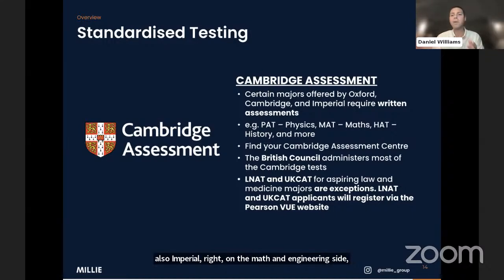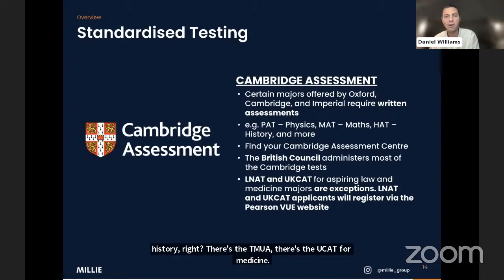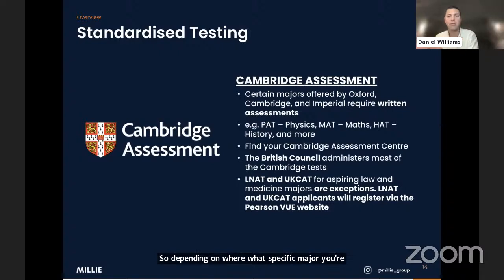So they're known by many different names. There's the PAT for physics, the MAT for maths, the HAT for history. There's the TMUA, there's the UCAT for medicine. So depending on what specific major you're going to apply for in the UK and what school you're applying for, you may have to take one of these exams.